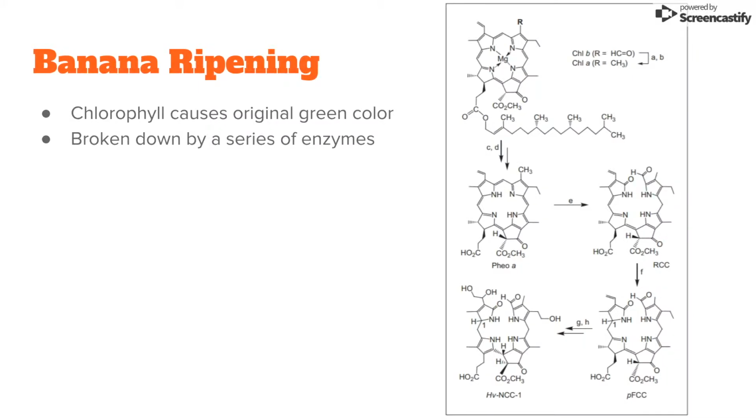Another example of a fruit that changes color during the ripening process is the banana. Once again, we can see the breakdown of chlorophyll playing a central role in this color change from green to yellow. In a banana, chlorophyll is broken down by a series of enzymes.